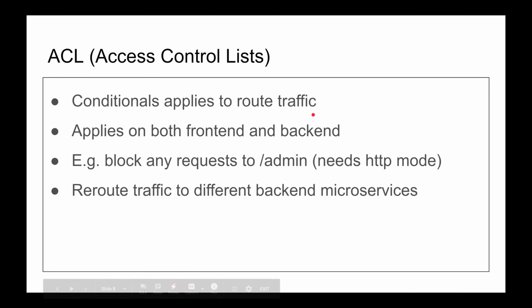Access control lists are conditionals that apply to reroute the traffic. Hey, if you're going to this endpoint, I want you, for example, to block that. If someone is going to admin through HAProxy, they are not allowed to go to this endpoint. I just want to block them. Admin access has to go through the server directly, for example. I just want to make my own rules.